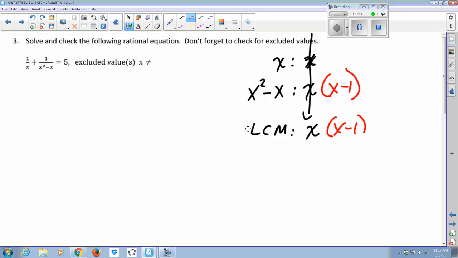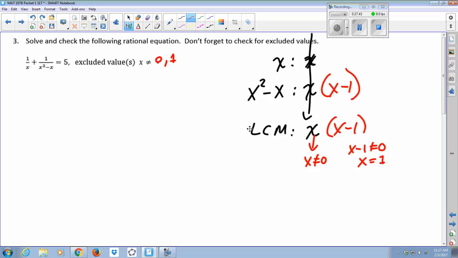Now, I can look at this and I can tell what my 2 excluded values must be. X can't be 0, and x minus 1 cannot be 0. So x cannot be 0 and x cannot be 1. Those are the 2 excluded values. So what does that mean? You do all this work, you come down, you get maybe 2 solutions, and if one of the solutions, say x is 0 or 1, you cross it out and you say, no way, it's an extraneous solution.